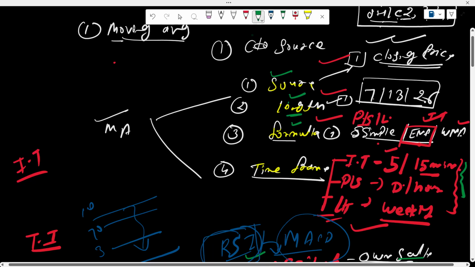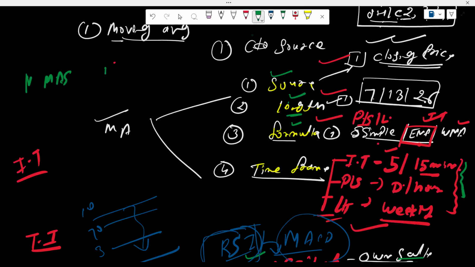If I ask you length 5, MA5, and MA20, which will move faster? Which will be the faster, 5 or 20? Five will move faster, because in MA5 we are just considering the last 5 days' data. In 20 we are considering the last 20 days' data. That's why this will move very slowly, because it has the last 20 days' average. So I will just change the length. By changing the length, I can make them fast and slow.